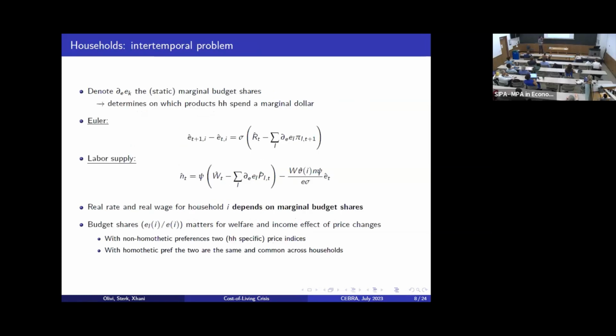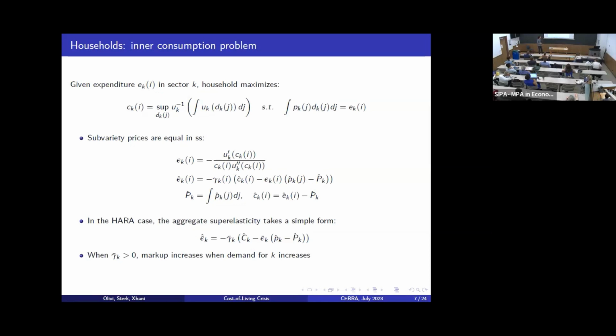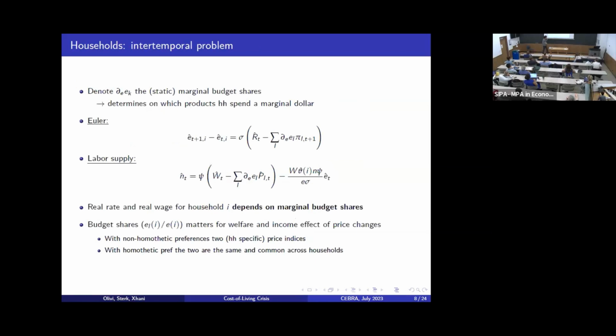Okay. So once you have the price index and the price of sub-varieties, you go up one level, and basically the household then decides how much to spend in each category and solves the intertemporal problem. So we're completely flexible in the preferences of households over the different product categories. But the main quantity of interest is this partial derivative, which tells you, if you give $1 to a household, in which category they want to spend. Okay, so it's the marginal budget share of the household. It's also the slope of the static Engel curve of the household.